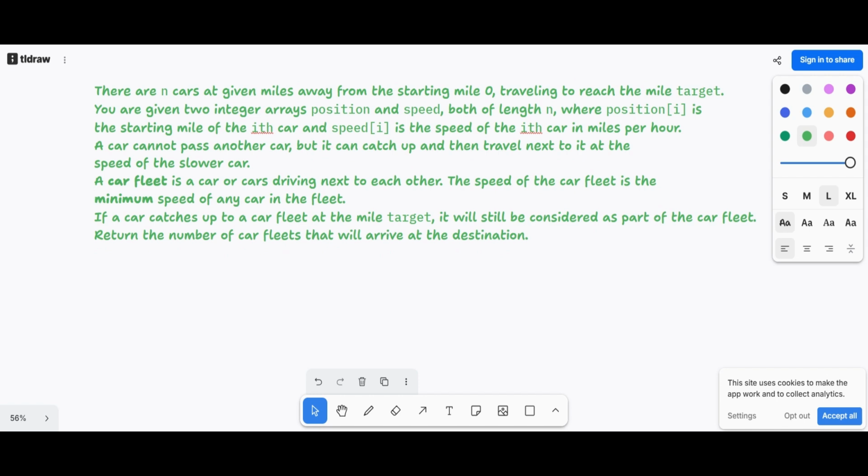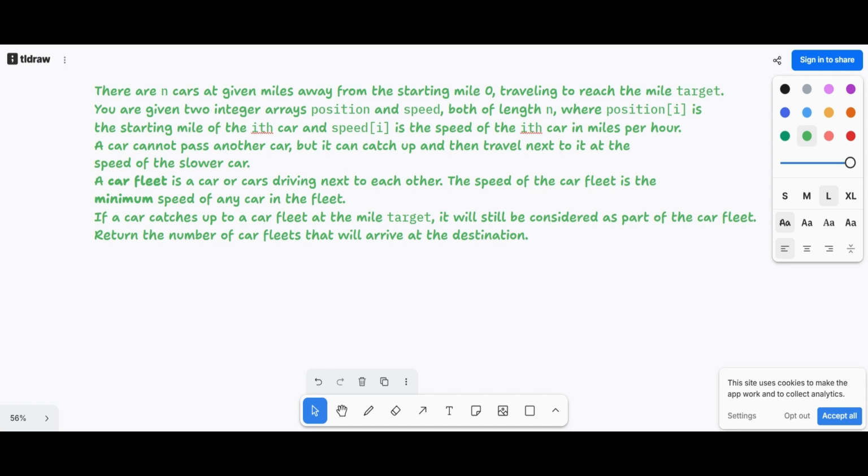A car cannot pass another car, but it can catch up and then travel next to it at the speed of the slower car. So if a car meets another car that is traveling slower than it at a certain point, then both of those cars will travel at the same speed, which is the lowest of both of these cars.